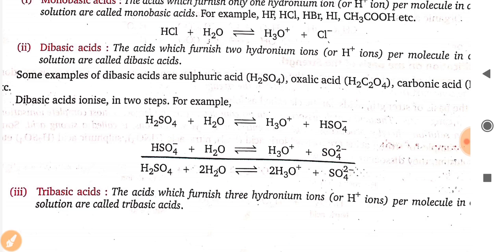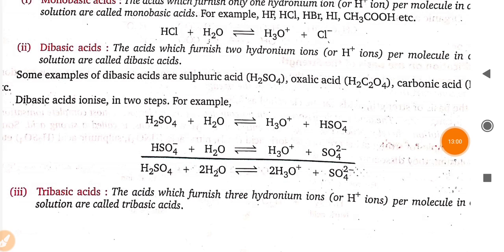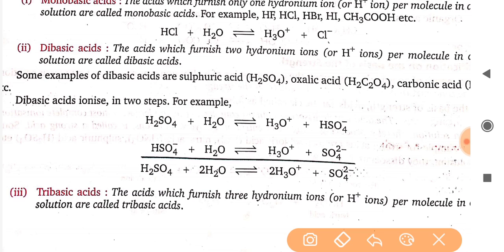So when it dissolves in water, it gives one hydronium ion first and one hydrogen sulfate ion. Then the hydrogen sulfate ion reacts again with H2O, and it makes another hydronium ion. So the number of hydronium ions here is 2. Ultimately, in the last equation, it becomes 2 hydronium ions.